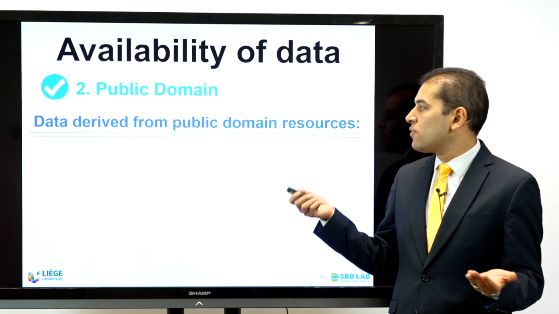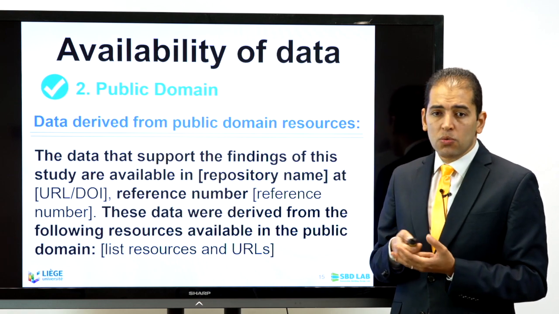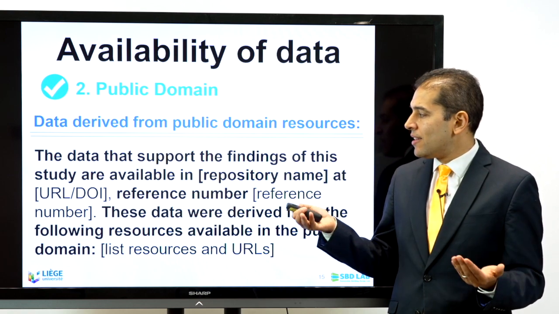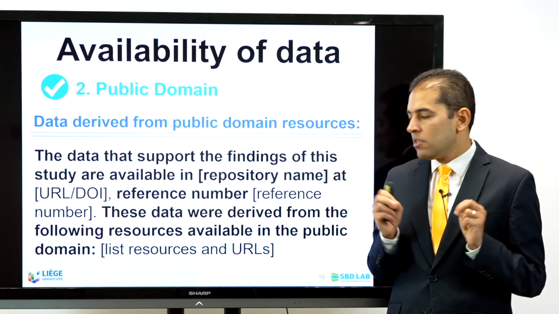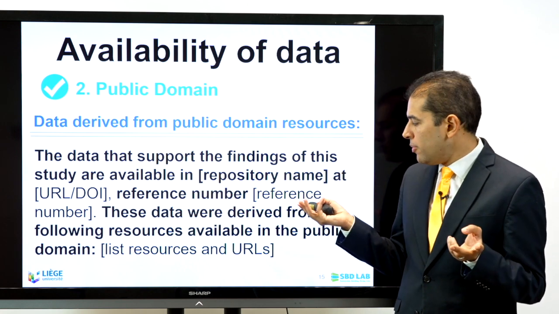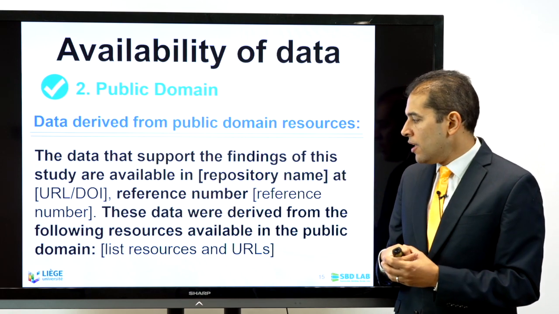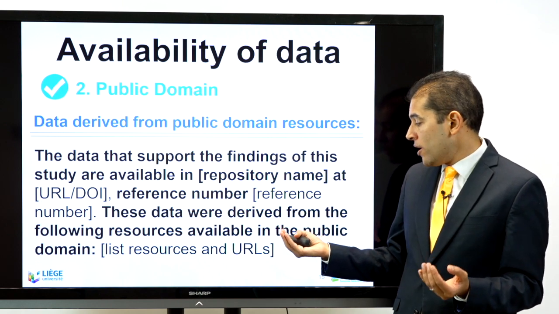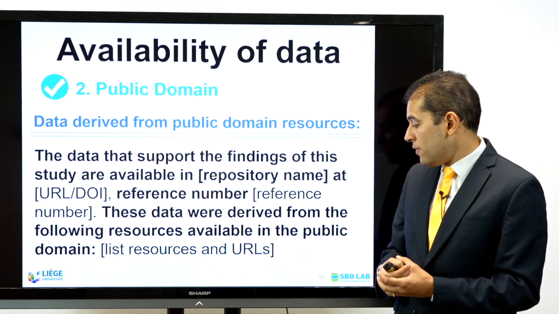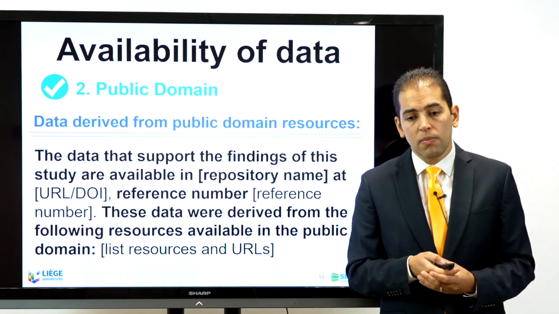So the data is derived from a public domain resource, and in this case what you will write in your statement is that the data that supports the findings of this study are available in such repository, and you name the repository at a specific URL or a specific DOI, and you need to have a reference number, for example, and these data were derived from the following resources available in the public domain, for example. So this could be option 2.